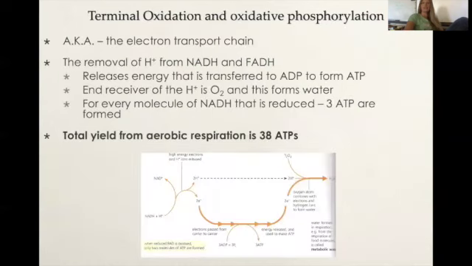So terminal oxidation and oxidative phosphorylation, fancy terms, but it's called the electron transport chain for short. The removal of the hydrogen from NADH and FADH, those hydrogens are then transferred into the matrix, which then allows us to put it through ATP synthase to make ATP. The end receiver for all of these hydrogens is oxygen. That's why it's an aerobic process. The hydrogen with the oxygen forms water. You pee that out. So for every molecule of NADH that's reduced, 3 ATP are formed, with a general total yield of 38 ATP.